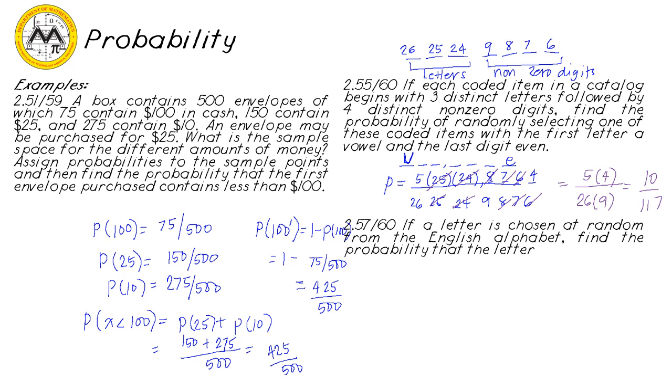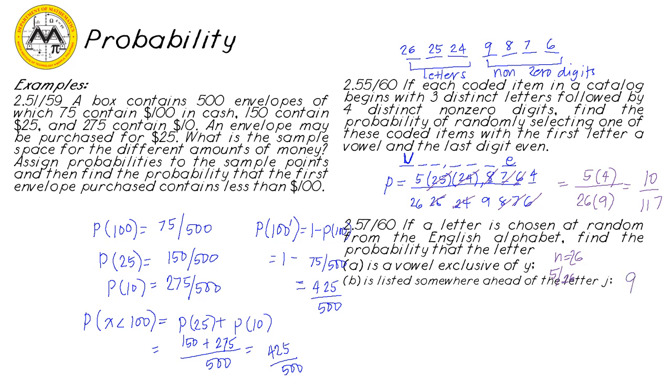If a letter is chosen at random from the English alphabet, so N is 26. There are 26 letters. Find the probability that the letter is a vowel. So there are 5 vowels, so that is 5 over 26. It is listed somewhere ahead of the letter J. So that's A, B, C, D, E, F, G, H, I. So that's 9 letters. So 9 out of 26.